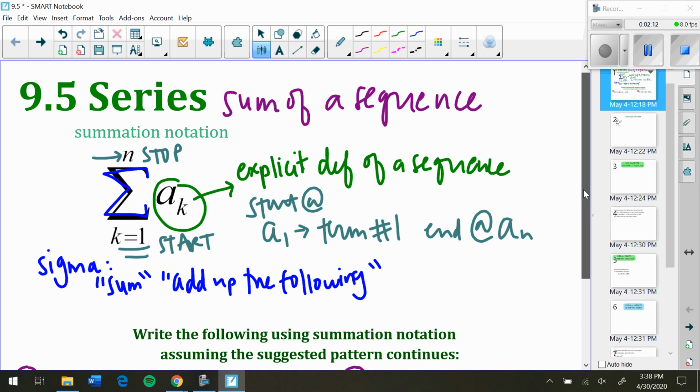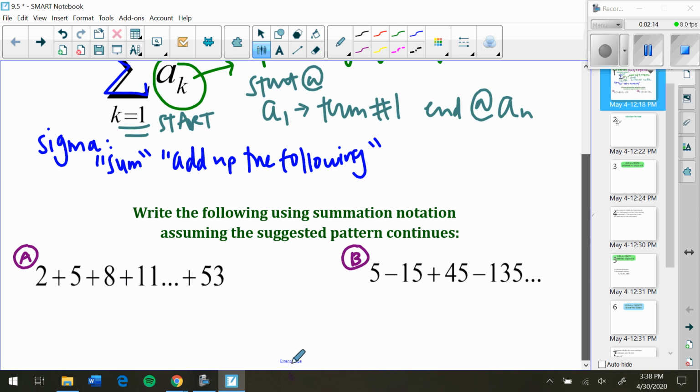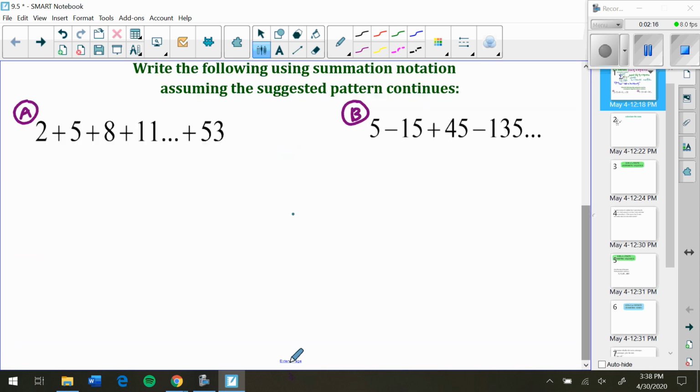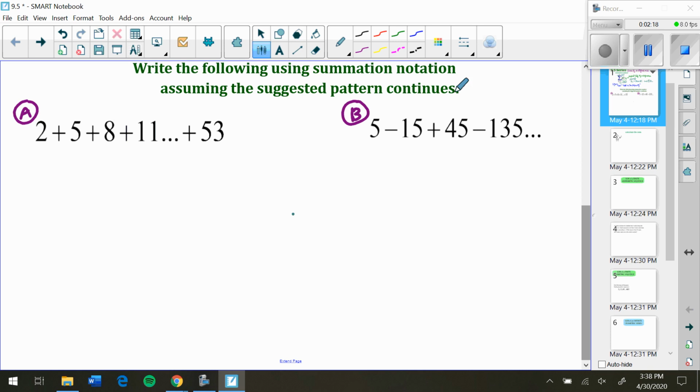So let's try using that notation. It says write the following using summation notation, assuming the suggested pattern continues. So the first thing we need to figure out basically is, what kind of sequence is this, and is it arithmetic or geometric? So we'll start with the first one.